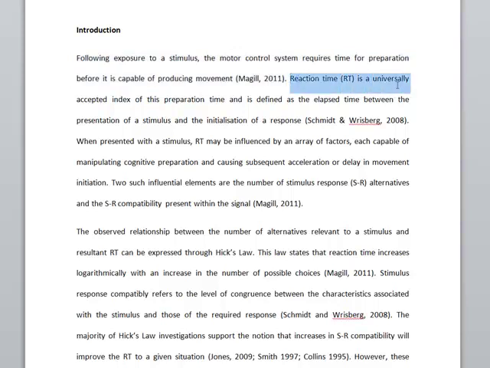It says reaction time is universally accepted index. Again, very much definition based. It's just explaining what the typical topic is. So even without a heading, we can see that the topic of this particular scientific report is a Hicks law report. So things like reaction times in there, talking about the number of choices, and so on.